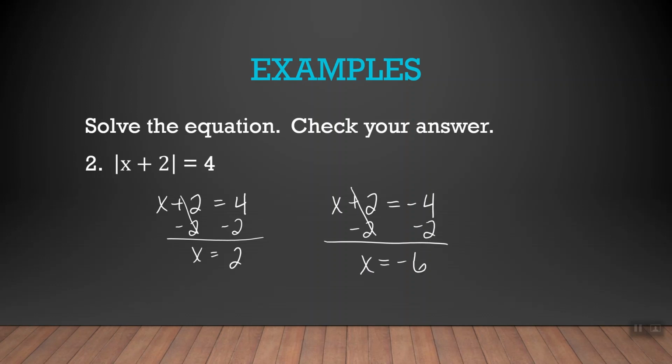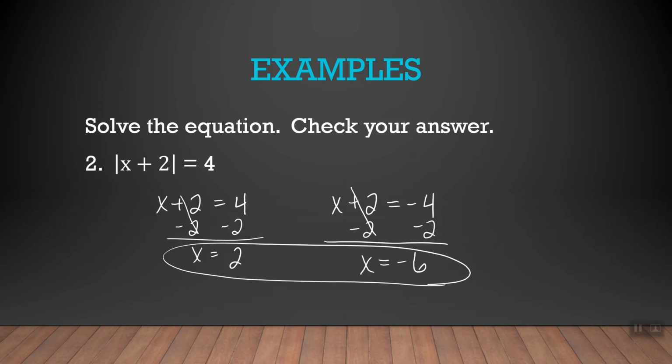Okay, so notice what we did. We had the absolute value isolated, then we wrote our two equations considering both the positive answer and then the opposite, solved both equations and got 2 and negative 6. So these are the two answers. x can be 2 and x can be negative 6.